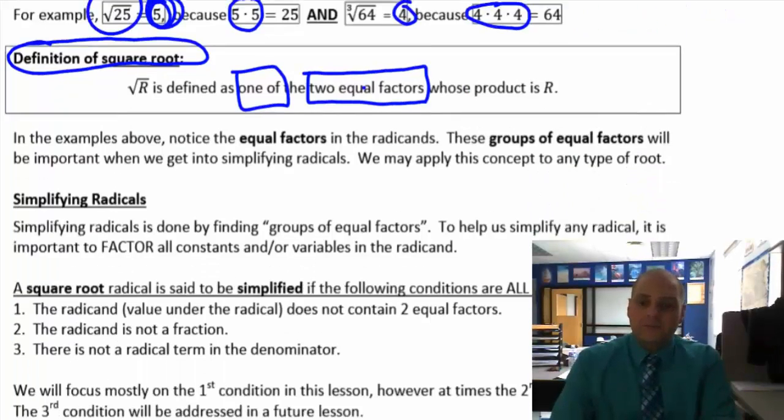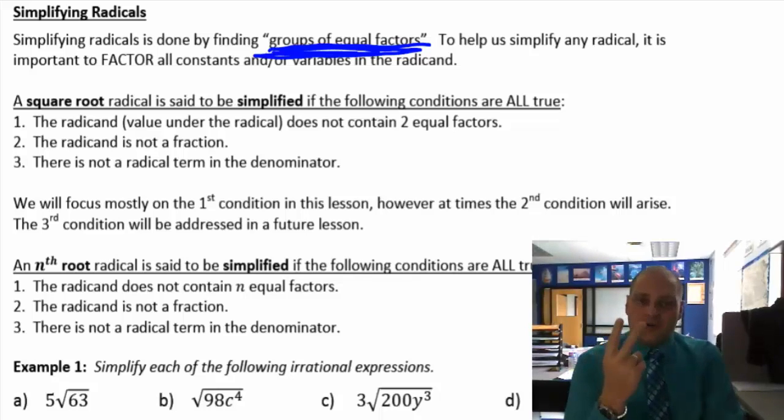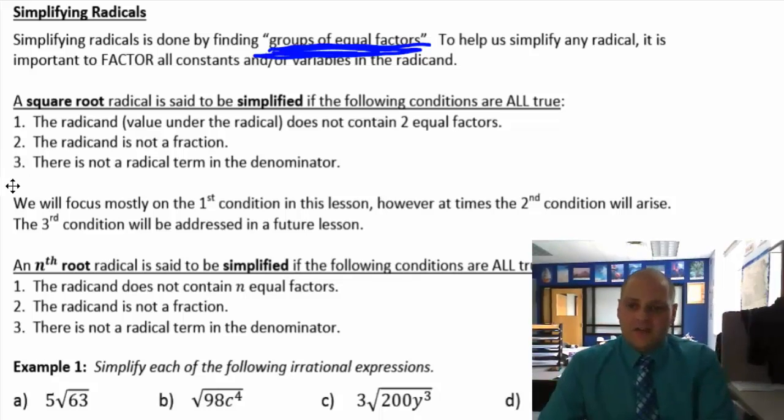Keep that in mind. Now, when we go to simplify radicals, again, it's all going to be about these groups of equal factors. And I'm going to keep going back to that. Groups of equal factors. It doesn't matter if we're doing square root or cubic root. Square root, we're going to look for 2 equal factors. Cubic root, we'll look for 3 equal factors. We're going to get into variables. It doesn't matter. Okay, y times y squared, y times y cubed. So that's kind of the stuff we're going to be looking for.